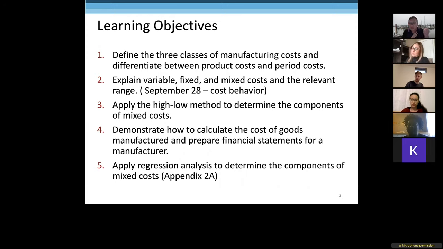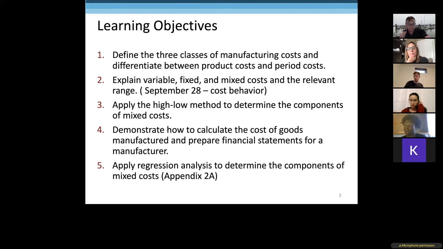The second learning objective is about cost behavior. When we talk about cost, is this a variable cost, a fixed cost, or maybe a mixed cost? The third learning objective is to apply the high-low method to determine the component of mixed cost. A portion of number two and number three I will cover on September 28th after we finish chapter three. Some portion will be covered in just one class because we are going to use some Excel to practice.